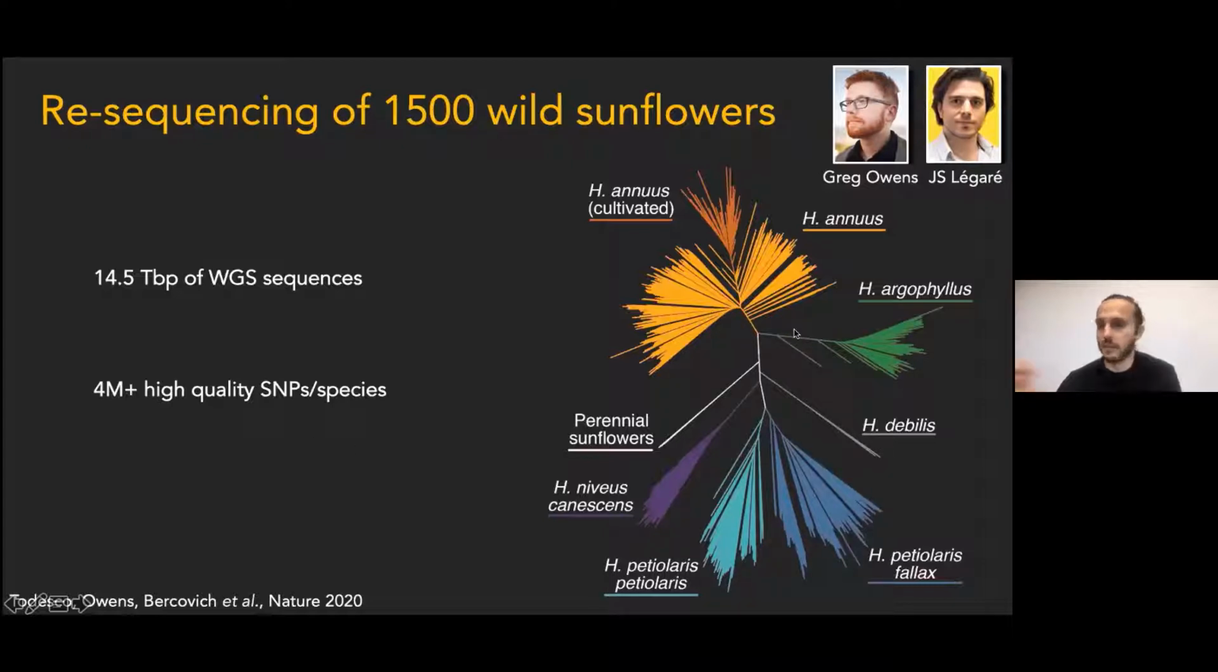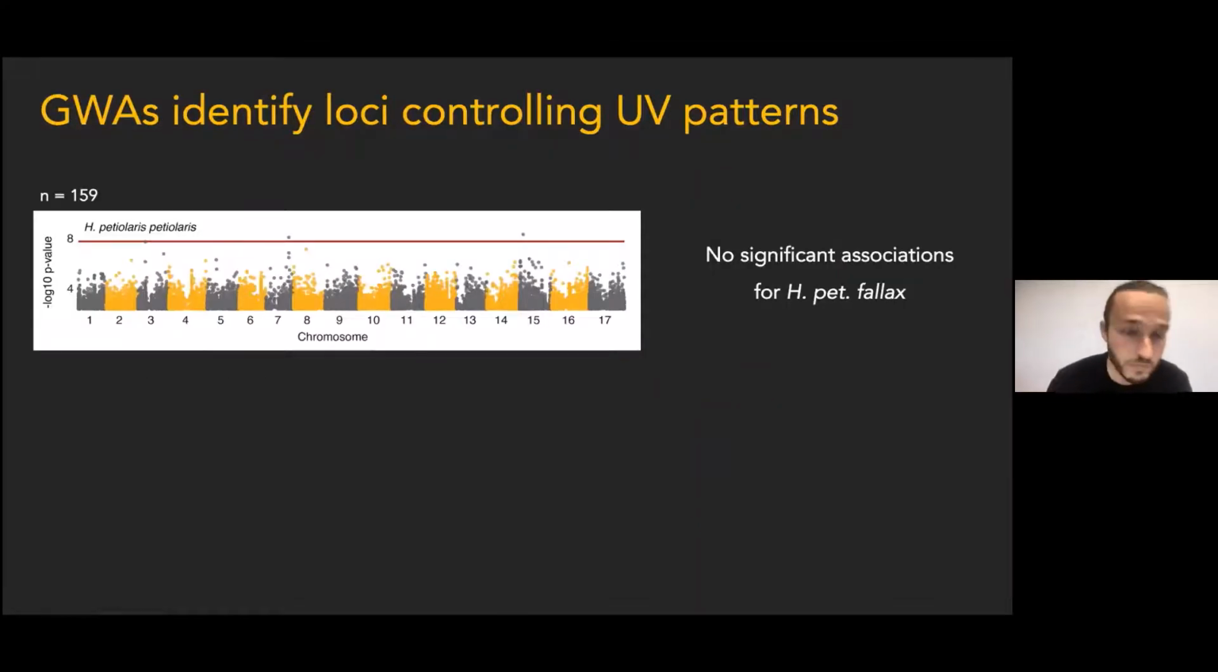And here you see a tree based on part of this data. And this tree looks like it should, fortunately. So you have Helianthus annuus up here with cultivated sunflower nested in. Argophyllus is just down here, so it's the sister species. And down here you have the two subspecies of Helianthus petiolaris, so petiolaris petiolaris and petiolaris fallax. So now we have genetic data for all these plants. We have phenotypic data for most of these plants. So we put everything together and did some genome-wide association mapping experiments.